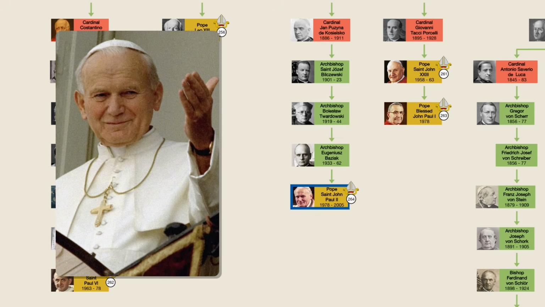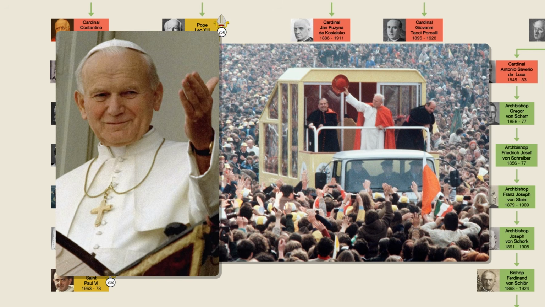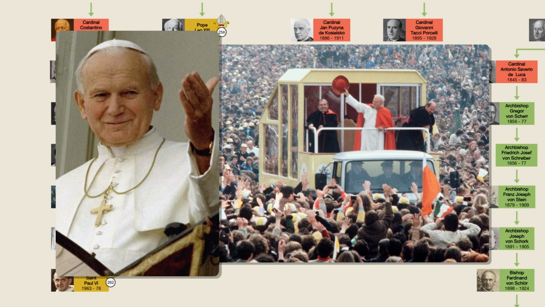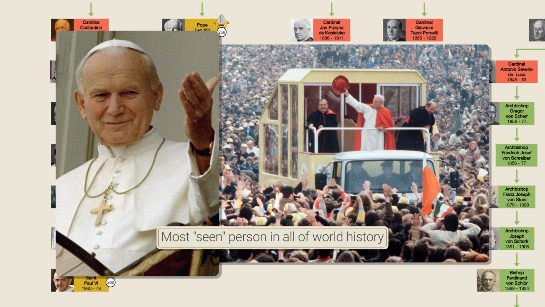However, John Paul II is mostly remembered for being the first pope to become a world traveler. During his papacy, he visited 129 countries, and wherever he went, he was greeted by massive crowds. He is thus widely thought to be the most seen person in all of world history, if of course you don't count seeing people on screens.